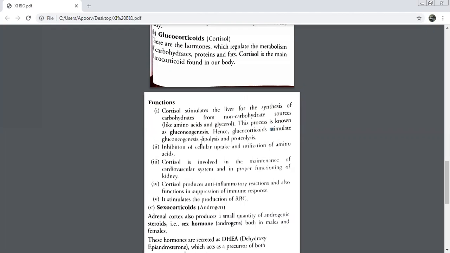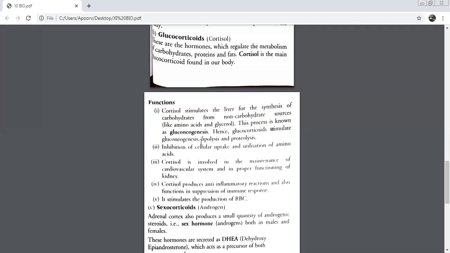How can we take energy from the fats? First, the fats have to be broken down. Fats, basically, I'm talking about triglycerides. They're broken down into fatty acids and glycerol. So your fats are broken down into fatty acids and glycerol, and this process is what we call lipolysis. And this process takes place in the cytoplasm.